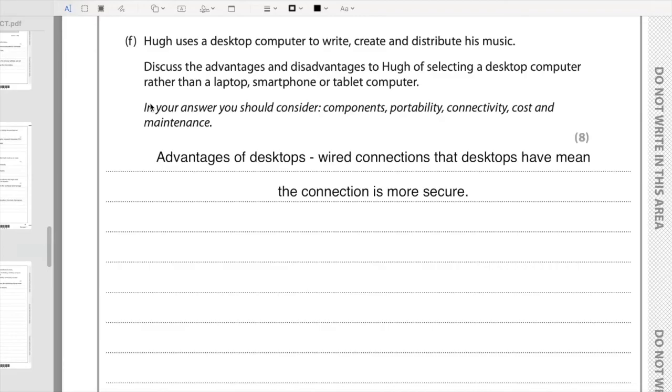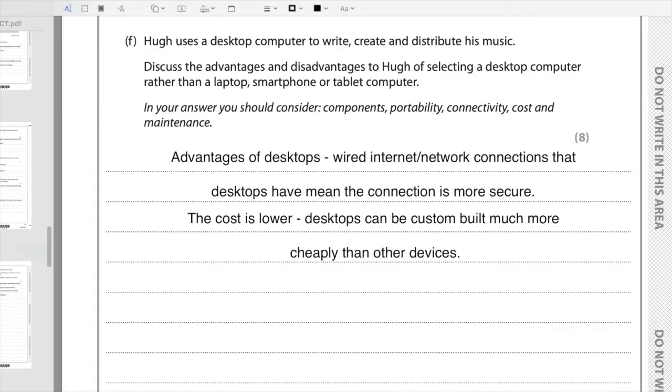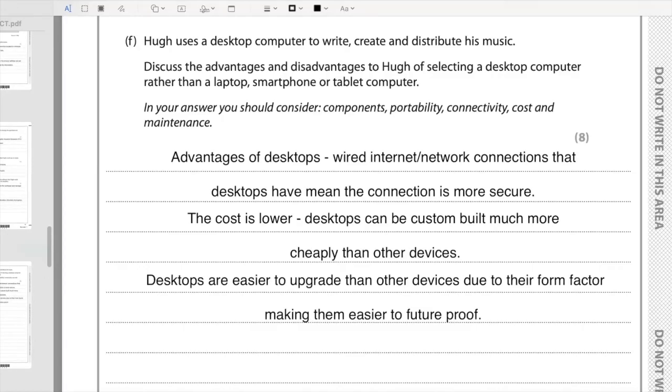So we'll start with the advantages, and I'm going to start with the network connection. So wired connections, and what I really should write in there is wired network connections. So I'll just edit that. So wired internet/network connections that desktops have mean the connection is more secure. It's also a faster connection as well, which we could add in there too. The cost is lower. Desktops can be custom built much more cheaply than other devices. So it'd be much cheaper to build a custom-built desktop than a custom-built laptop. Desktops are easier to upgrade than other devices due to their form factor, making them easier to future-proof.